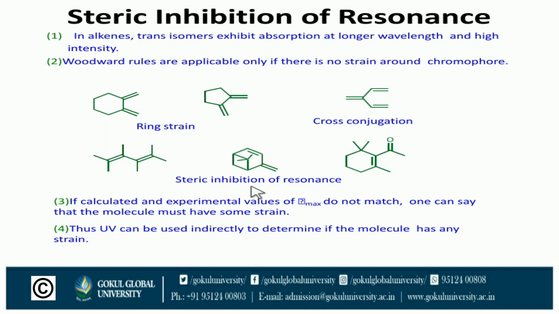Steric inhibition of resonance. If calculated and experimental values of lambda max do not match, one can say that the molecule must have some strain. Thus, UV can be used indirectly to determine if the molecule has any strain. So, it is a very useful advantage of UV spectroscopy that we can know about any type of strain present in the structure by UV spectroscopy.